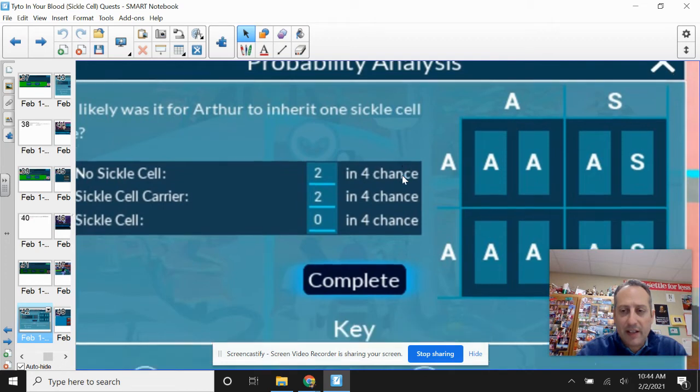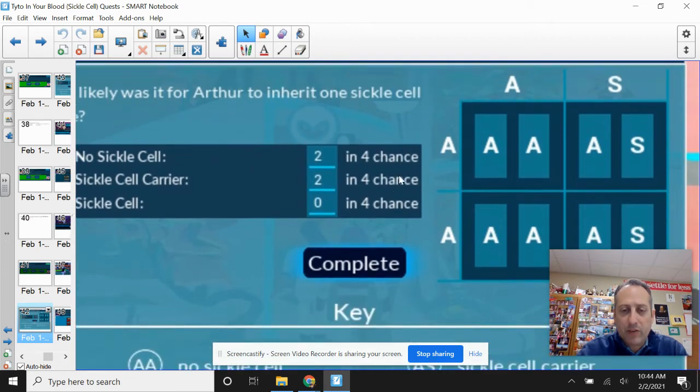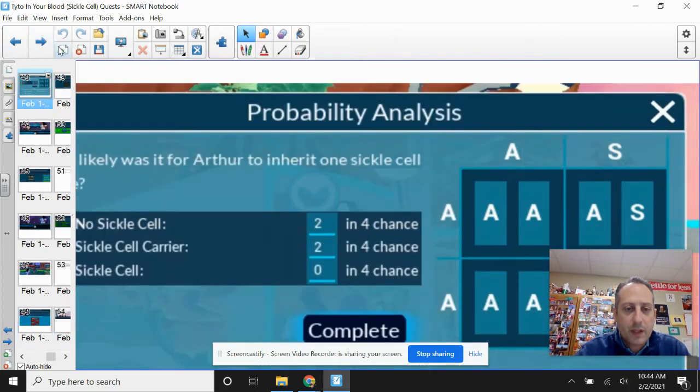And so we see, again, the same Punnett square from earlier. How likely was it? Well, it looks like he had a 2 in 4 chance of getting no sickle cell or a 2 in 4 chance of being a carrier. That's the probability analysis right there. He had a 50-50 chance.